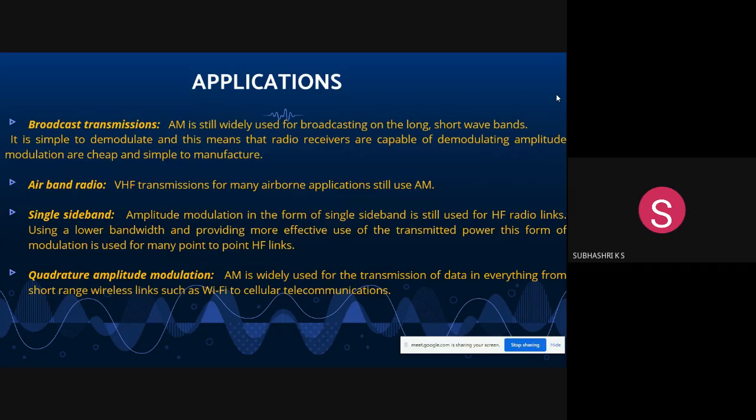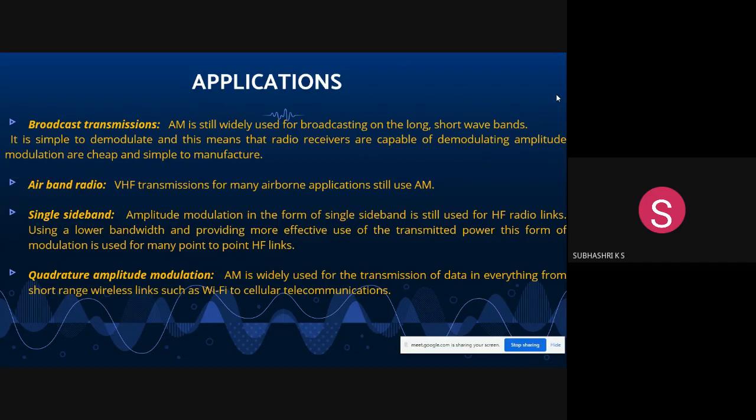VHF transmissions for many airborne applications still use AM. Single sideband: amplitude modulation in the form of single sideband is still used for HF radio links. Using a lower bandwidth and providing more effective use of the transmitted power, this form of modulation is used for many point to point HF links.